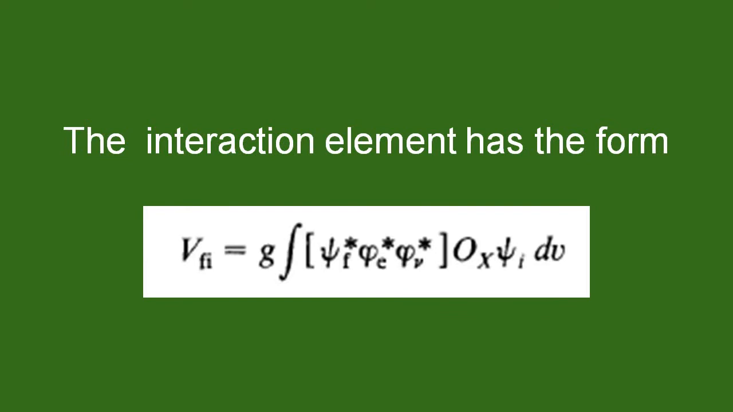So we have already written the expression as Vfi equal to integral psi f star V psi I dV. That we are rewriting as, first you are putting a G, then integral, and in place of that psi f star, we are now writing psi f star, psi e star, phi e star and phi nu star, and in place of that V, you are writing OX psi I dV.